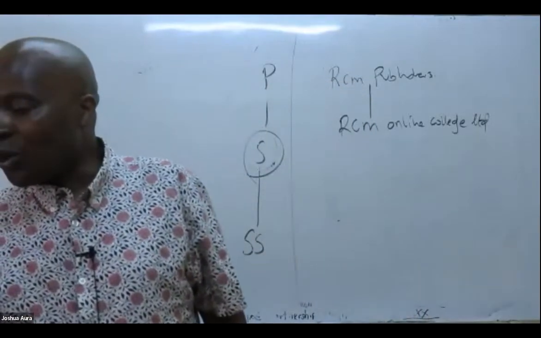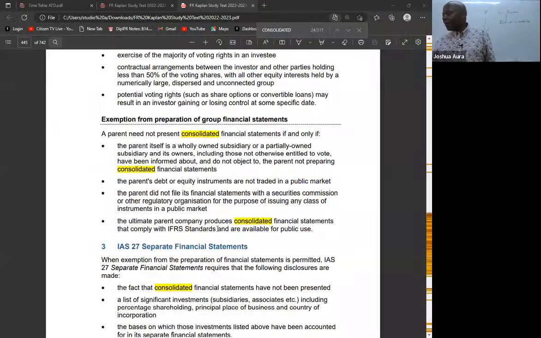Great. So here we are, ladies and gentlemen. We are saying here the ultimate parent company produces consolidated financial statements that comply with the IFRS standards and are available for public use. I would want to explain this very well.